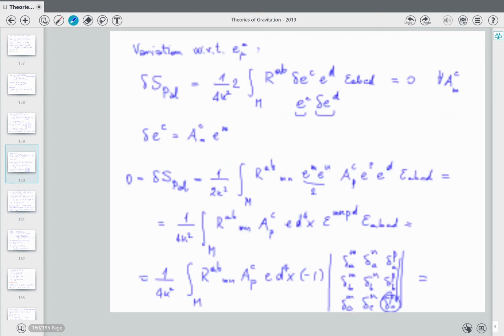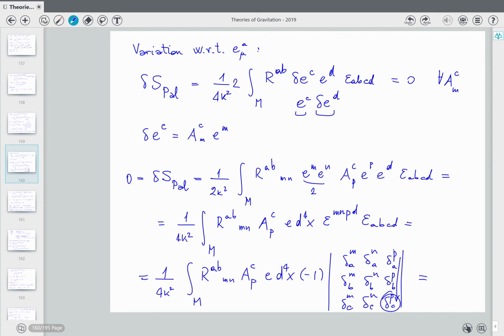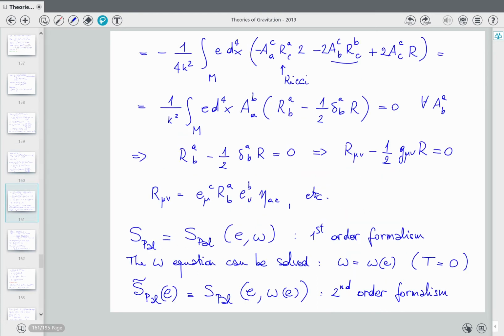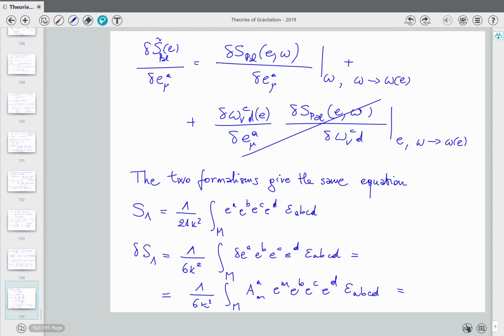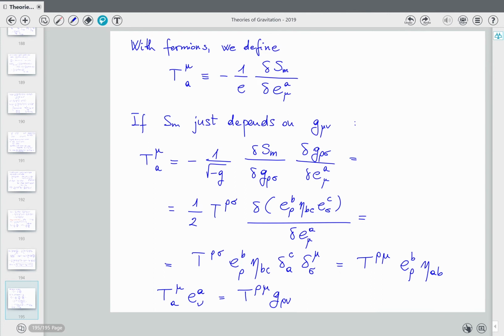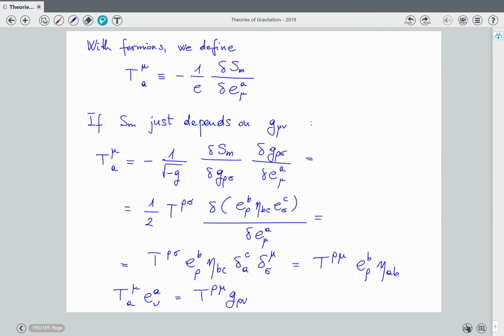So the variation of the Palatini action, let's recall we had this definition, delta E^C is a matrix A times E in terms of forms, and then we had this variation of the Palatini action, to which we have to add the other one, the term with the matter, the matter contribution.